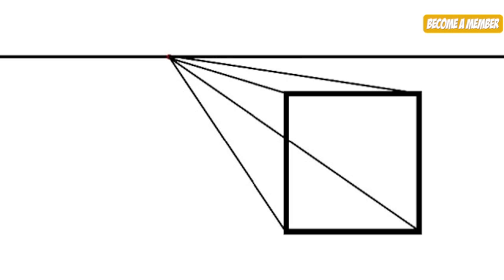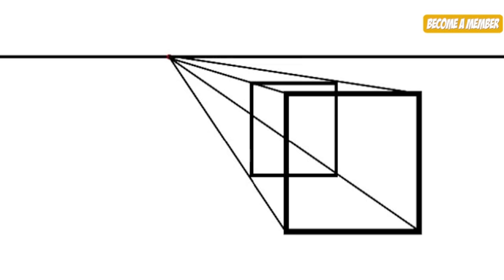So each one of the lines that we just established that go back to the vanishing point, you're going to use those lines as a guide to create a smaller square, basically a place where the cube ends. Okay, so just to back up, we established the horizon line first. We place a vanishing point on the horizon line.